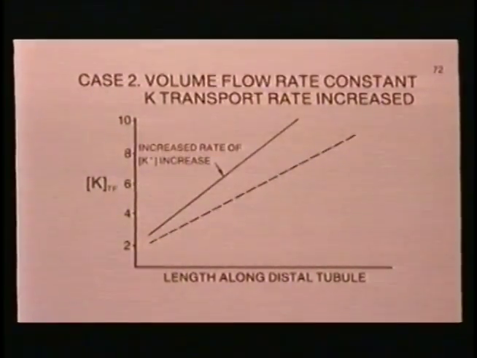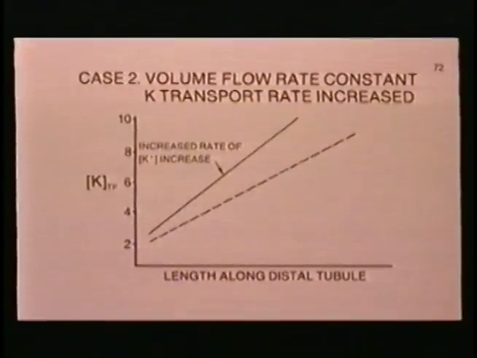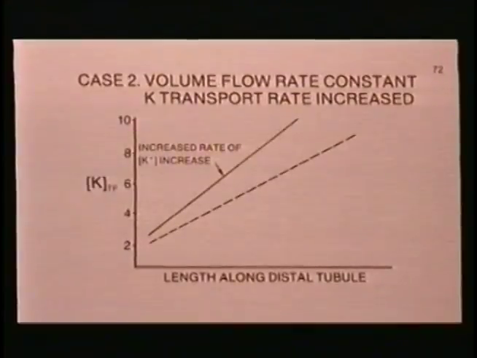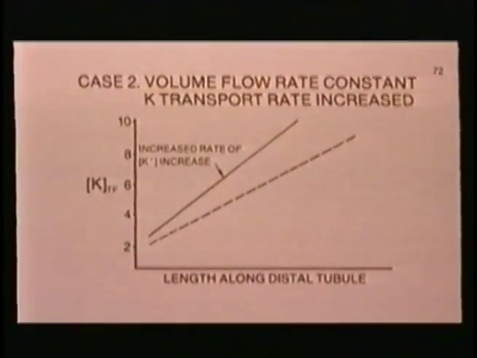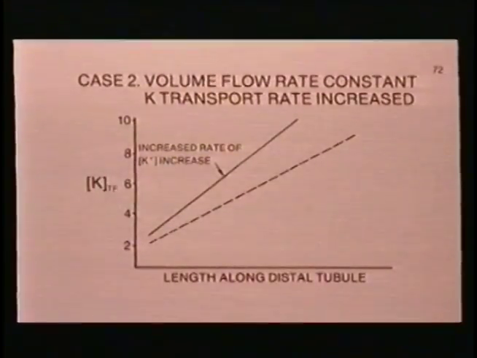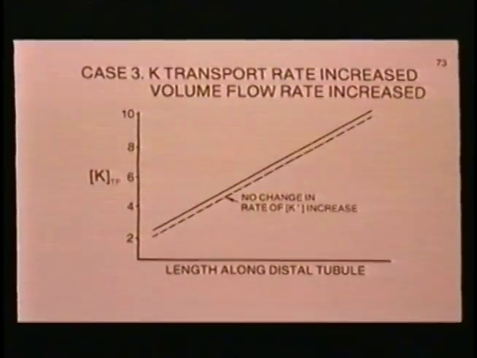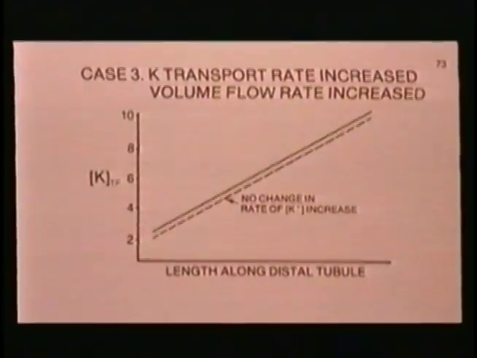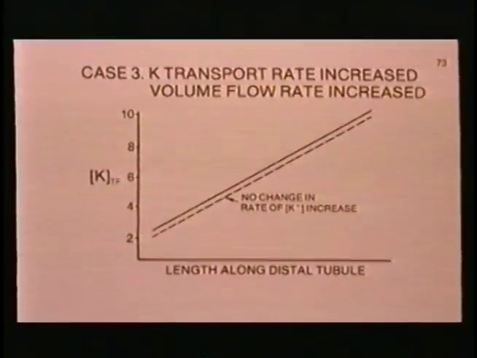Case 2. If volume flow is constant, increases in potassium transport would increase the rate at which potassium concentration rises along the tubule. Case 3. If the potassium transport rate increases in proportion to increases in volume flow, there would be no change in the rate at which potassium concentration rises along the tubule.